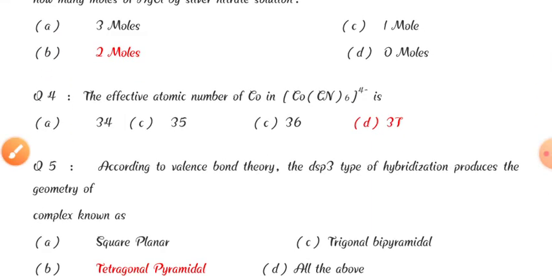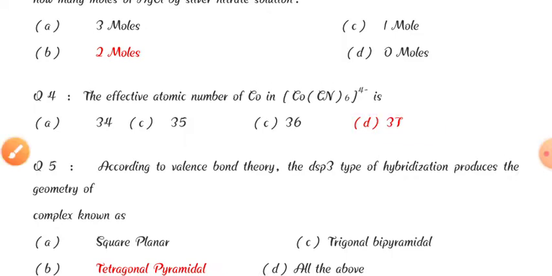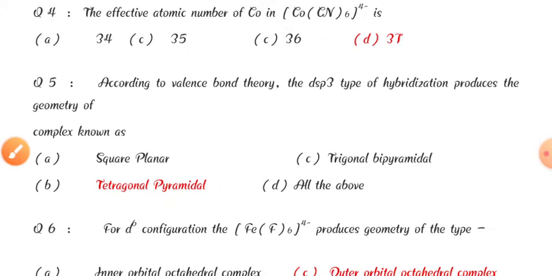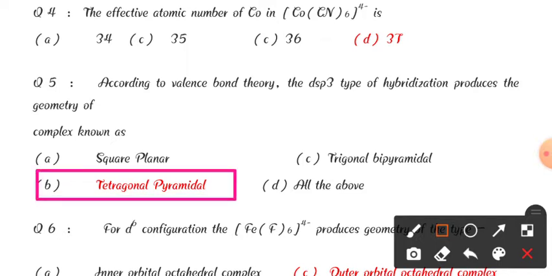Now question number 4. The effective atomic number of cobalt in hexacyanocobaltate is what? The effective atomic number of cobalt is 37. Now question number 5. According to valence bond theory, sp3 hybridization produces the geometry of the complex known as... Option number B is the correct answer, that is tetragonal pyramidal.